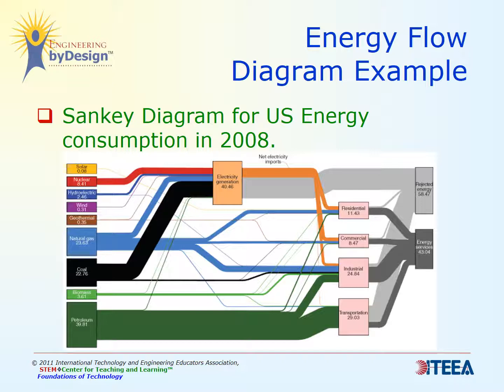Residential usage, commercial usage, industrial usage, and transportation usage. Transportation is using the most amount of energy at 29%. Industrial uses 25%. Commercial energy usage is fourth at 8.47%, and residential is third at 11.43%. That's our Sankey diagram.